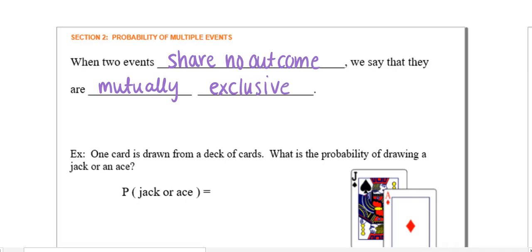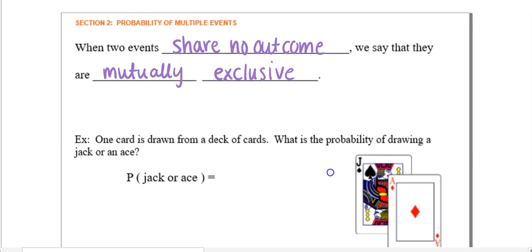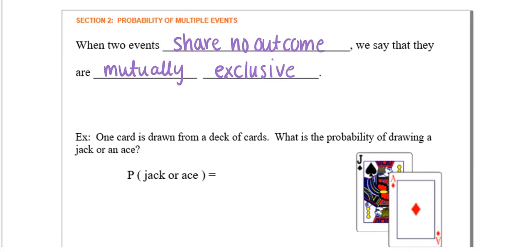Okay, everyone, today we're going to talk about two different types of probability: mutually exclusive versus inclusive. We're going to start off with this first slide. As it says here, when two events share no outcome, we say that they are mutually exclusive. So mutually exclusive means two events that cannot happen at the same time.